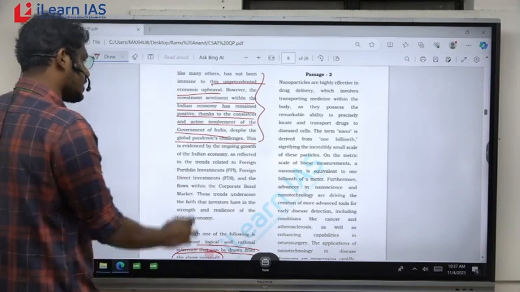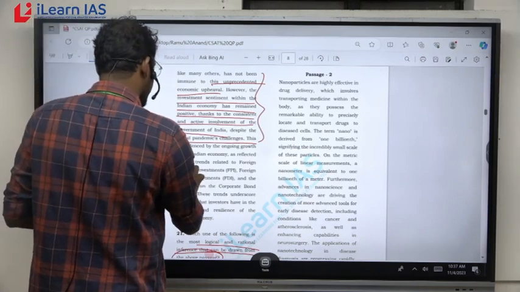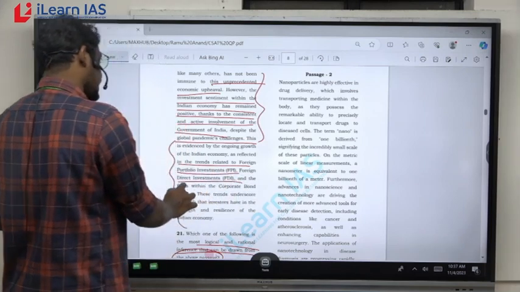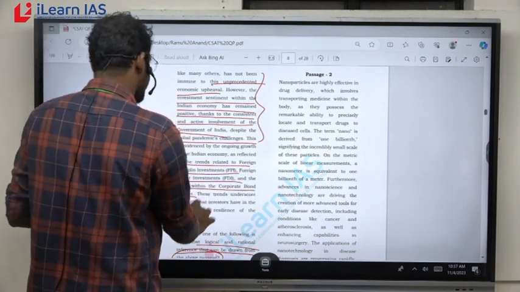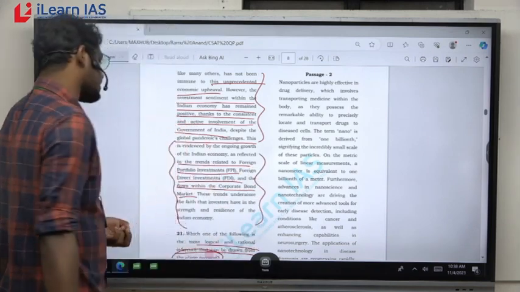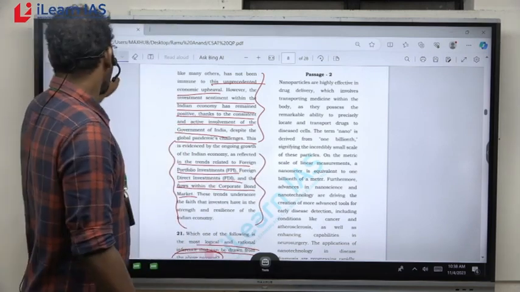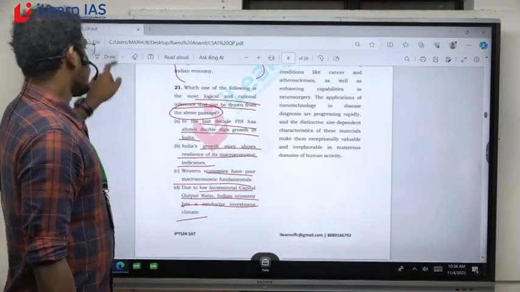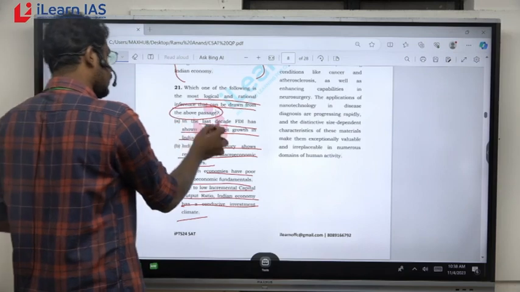This is evident by the ongoing growth of the Indian economy as reflected in the trends related to foreign portfolio investment, foreign direct investment, and the flows within the corporate bond market. These trends underscore the faith that investors have in the strength and resilience of the Indian economy. Okay, now let's read the options. The question: which one of the following is the most logical and rational inference that can be made from the passage?